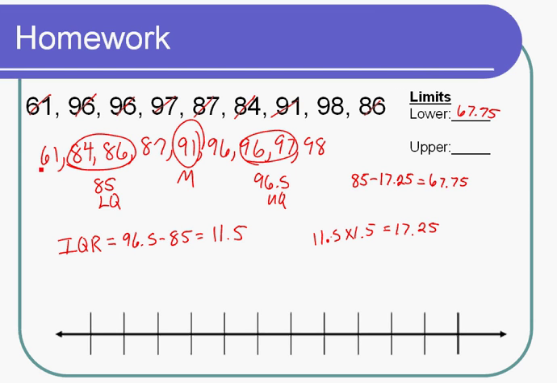To find the upper limit, I'm going to take my upper quartile and add the product I've found. So 96.5 plus 17.25 is 113.75. And I do not have an upper outlier. I'm going to clear off some of the page at this point. On your paper, it would be best to do this separately.